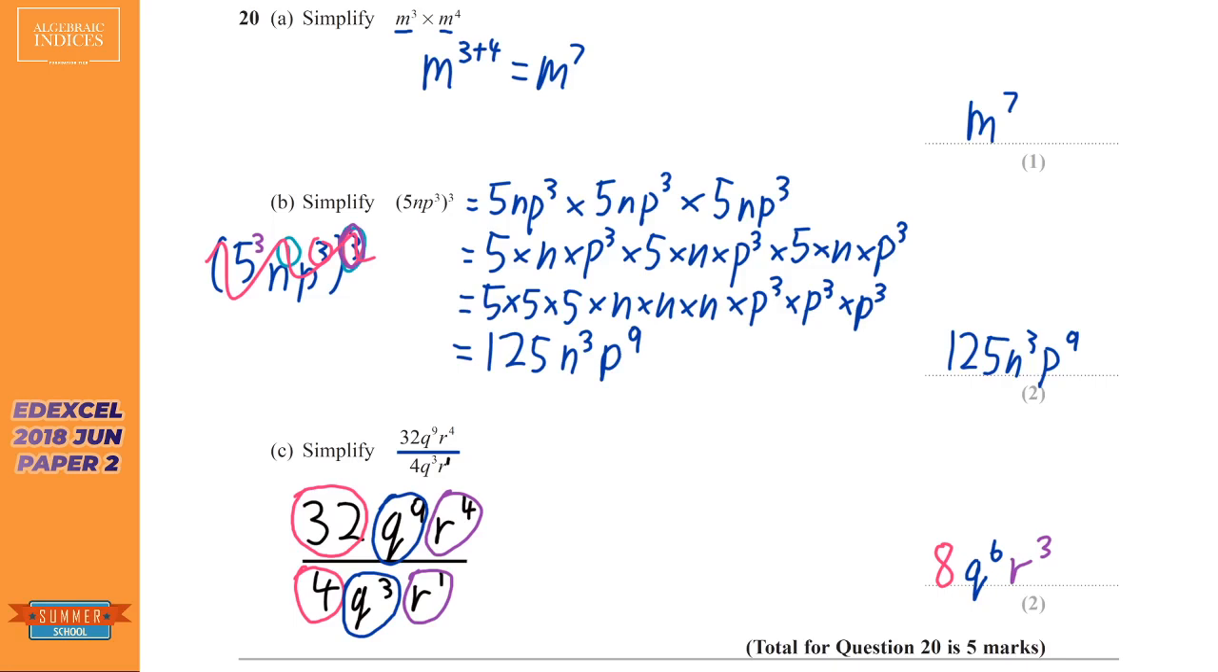Question B was just understanding that cube means times itself 3 times, and then we've just used the basic rules to work it out. Question C, again, just understanding that over means divide, and just doing the numbers first, then the q's, then the r's. And that's quite a nice 5-mark question there, just from understanding the basics of algebraic indices.